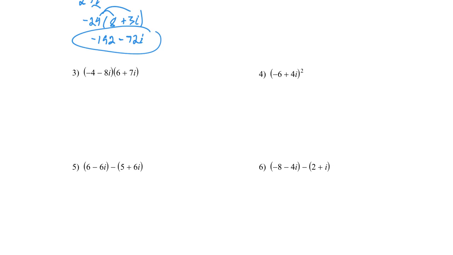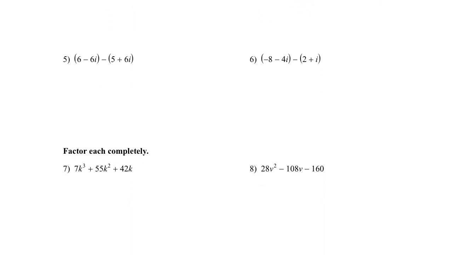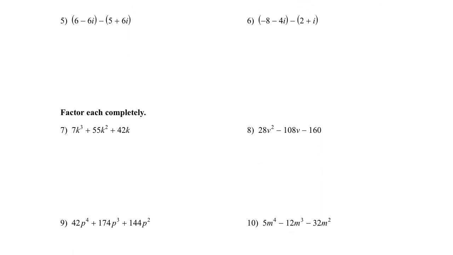Remember, when you have two binomials to distribute both pieces, and remember that number 4, when you have a square, you're multiplying by itself, so you'll write it out twice. So we have negative 6 plus 4i, negative 6 plus 4i. Write it twice, and then distribute just like number 2. When you go down to numbers 5 and 6, there's a minus sign in between the parentheses, so you're not multiplying anymore. So that minus has to change your signs inside the parentheses and then combine like terms.